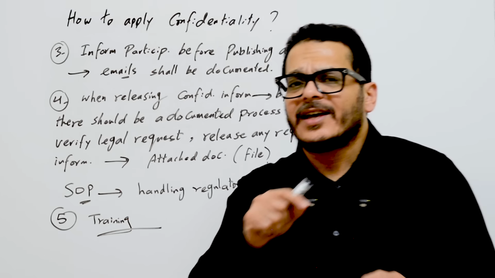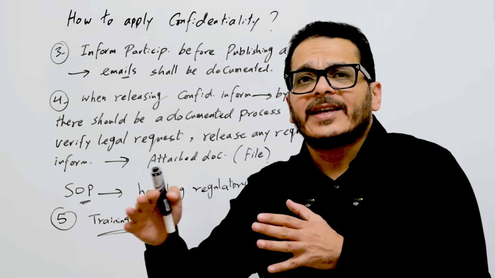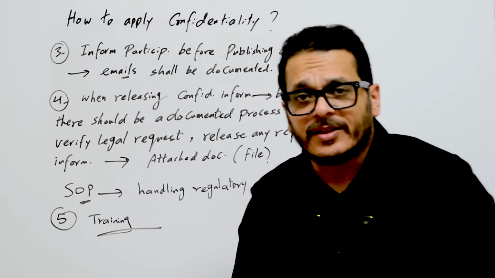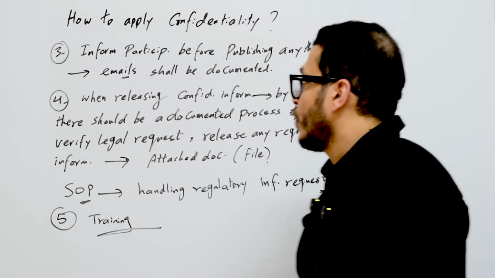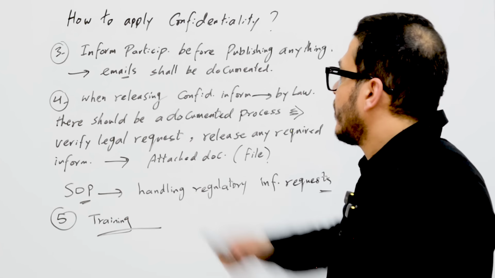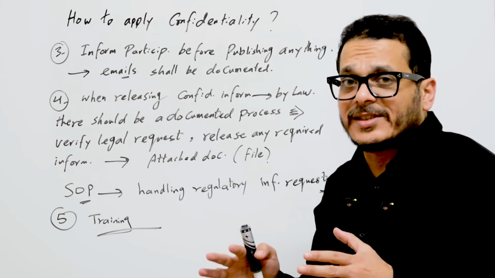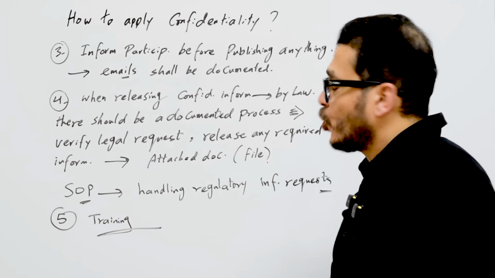So he can share, for example, that 10% of laboratories failed in their performance, but he cannot share the identity of the participants. So inform the participant before publishing anything. All emails or documents relating to this contact with the participant shall be documented.